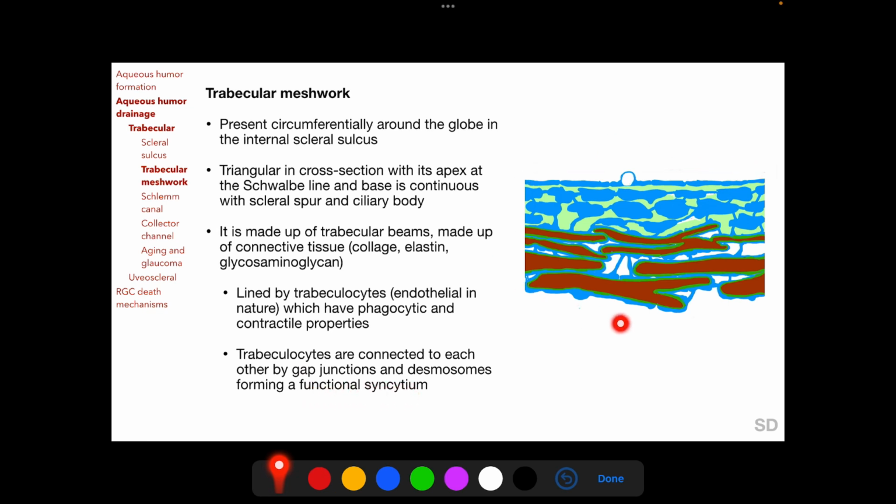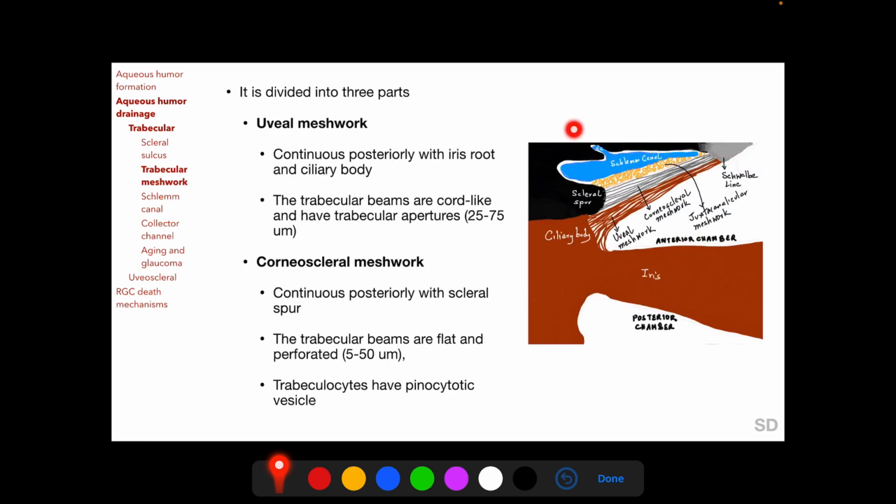So here in this diagram we see the trabeculocytes shown in blue color lining the trabecular beams and connected to each other. From the internal aspect to the external aspect, the trabecular meshwork is divided into three parts: the uveal meshwork shown in brown in this diagram, the corneoscleral meshwork shown in gray, and the juxtacanalicular meshwork shown in yellow.